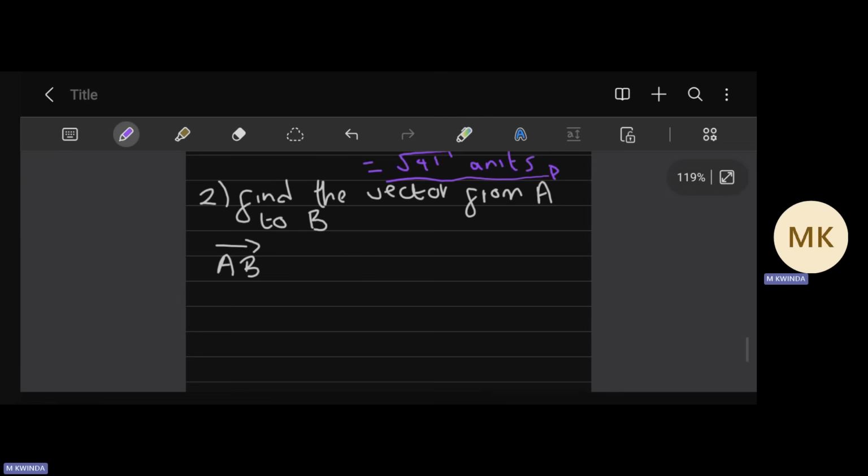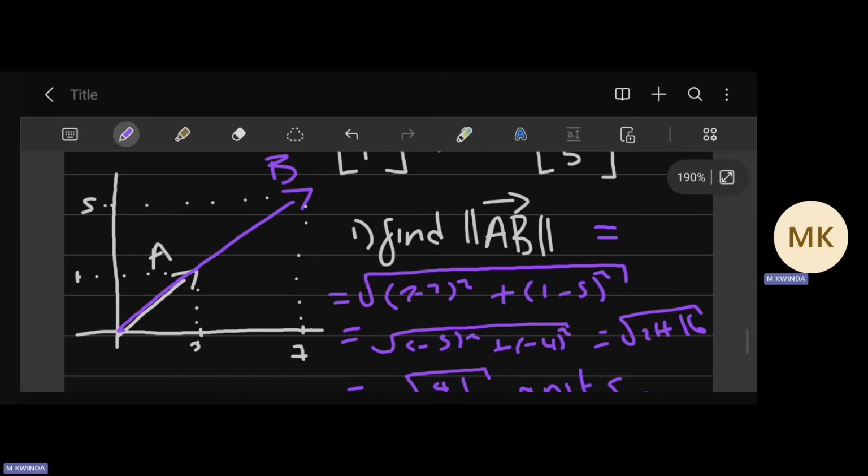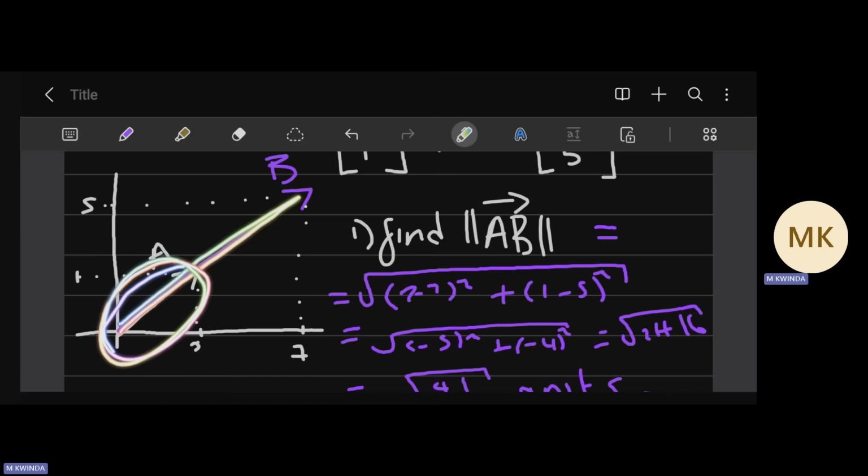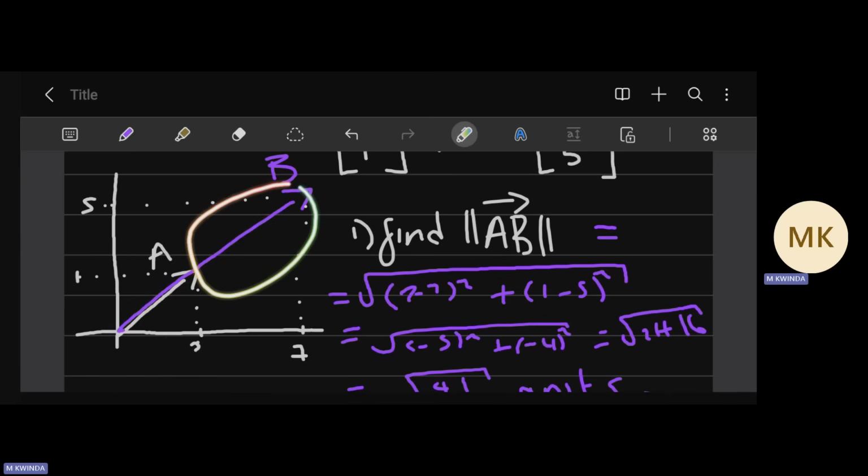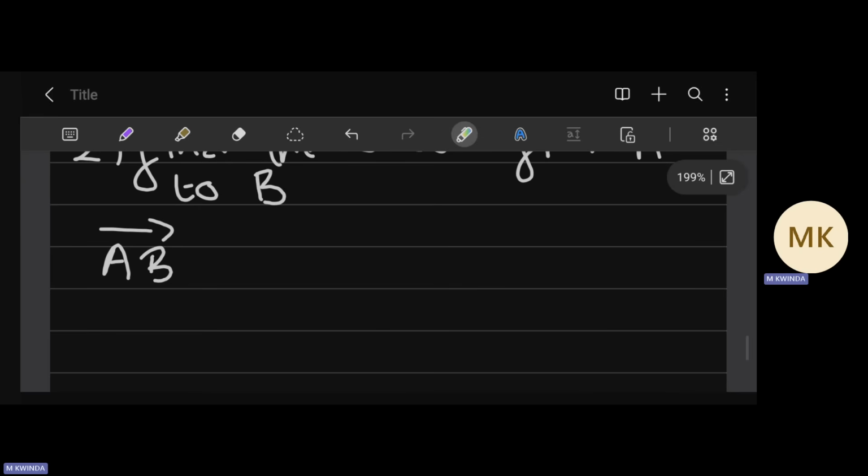If you think of it, just try to listen. If you need to find only this part, you have to take this whole thing minus this little thing here, so that you are left with only that. So think of it in general. If you're finding the vector AB, you're basically doing vector B minus vector A.